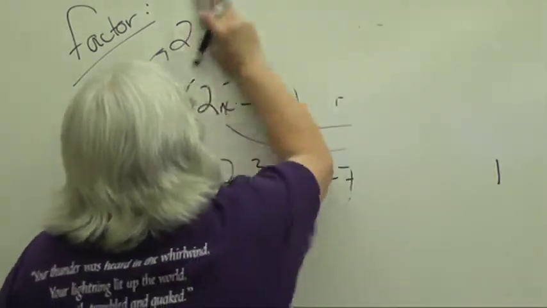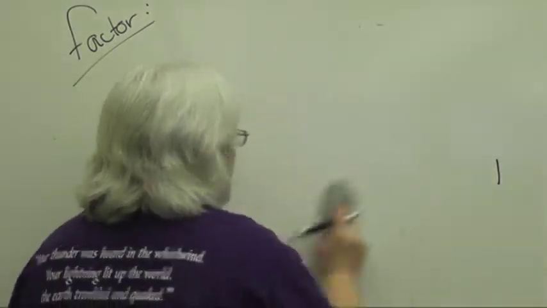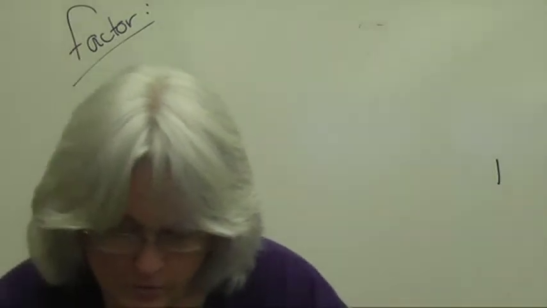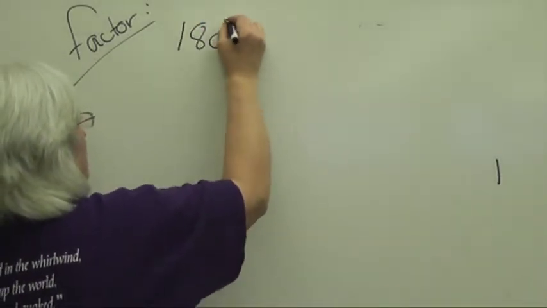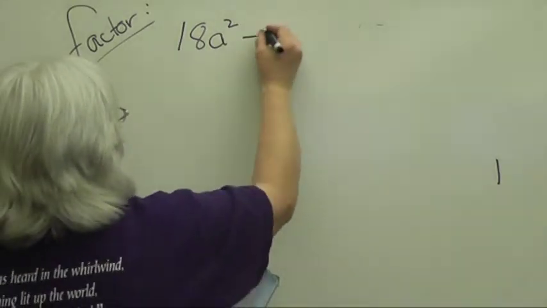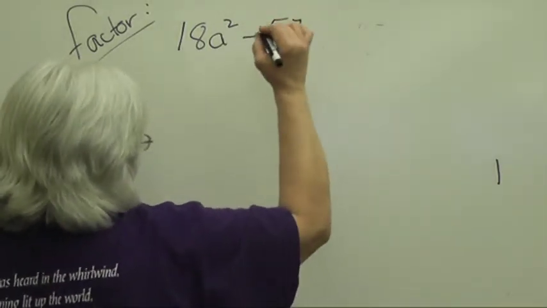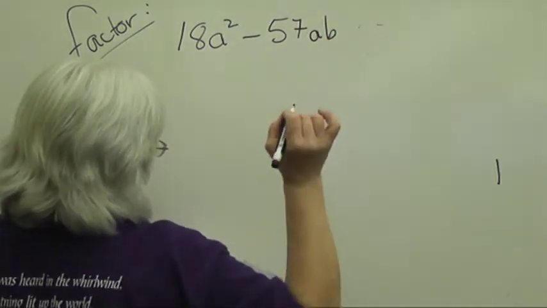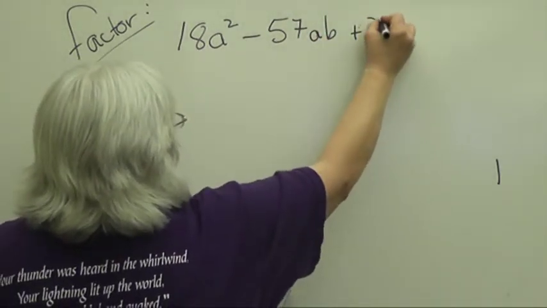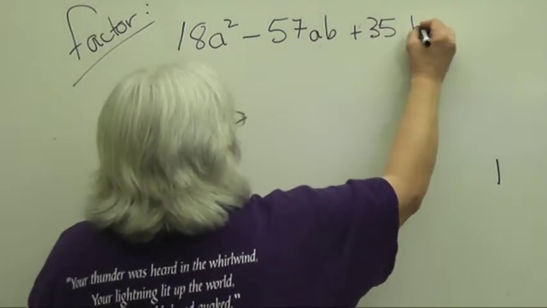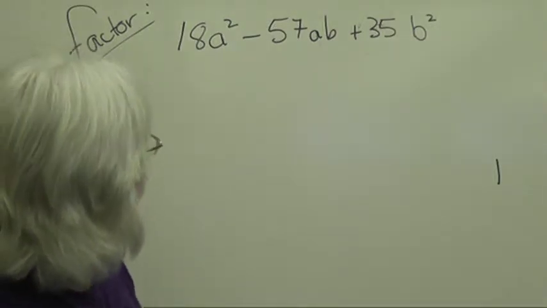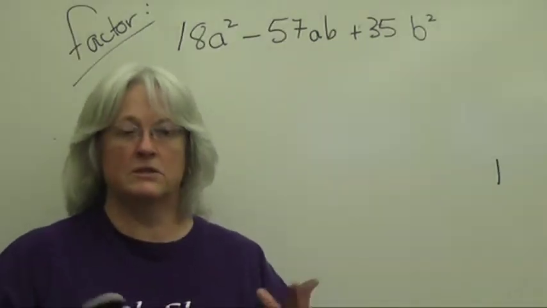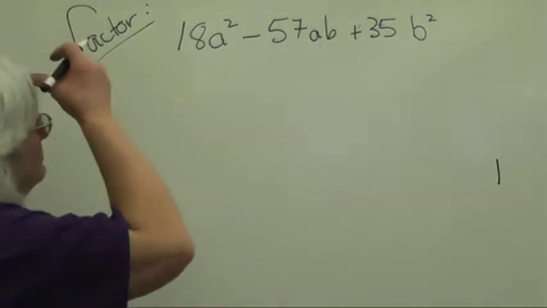So that's example number 1 from section 9.6. Let's see what example number 2 is. We have 18a squared minus 57ab plus 35b squared. Let me make sure that all of that's on the board. And it is. Our instructions, once again, simply say to factor this problem.